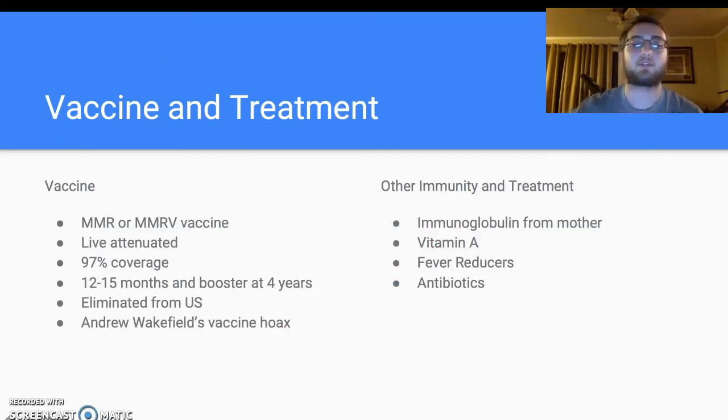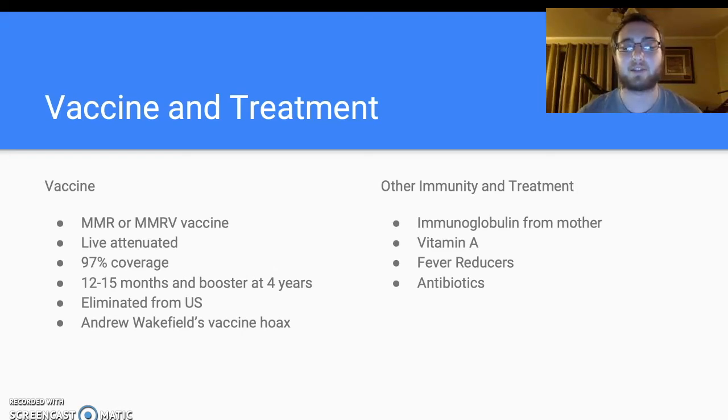So lastly, we will talk about the vaccine and treatments. So the measles vaccine was first developed as a three-part vaccine that also covers mumps and rubella. Recently, a new vaccine has been developed that includes the varicella, which is chickenpox. The vaccine is attenuated, so it is altered so that it is harmless. It gives 97% immunity from measles after the second dosage, which most people will receive anywhere from age 4 to 6, while their first dose should be from 12 to 15 months of age.